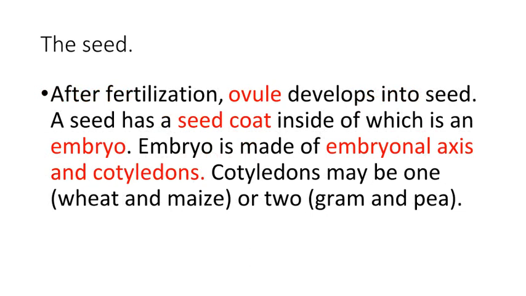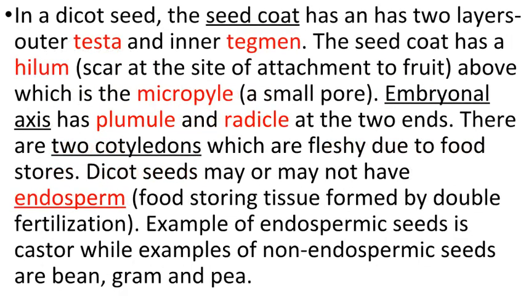The seed. After fertilization, ovule develops into seed. A seed has a seed coat inside of which is an embryo. Embryo is made of embryonal axis and cotyledons. Cotyledons may be 1, as in wheat and maize, or 2, as in gram and pea. In a dicot seed, the seed coat has two layers, outer testa and inner tegmen. The seed coat has a hilum, a scar at the site of attachment to fruit, above which is the micropyle, a small pore. Embryonal axis has plumule and radicle at the two ends.